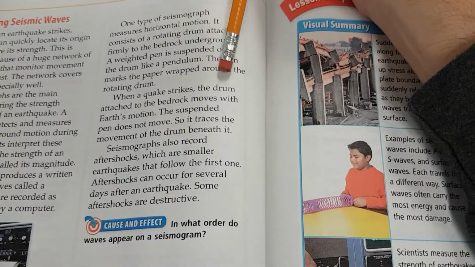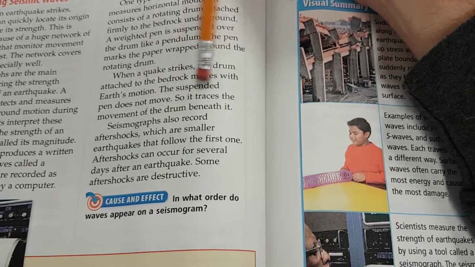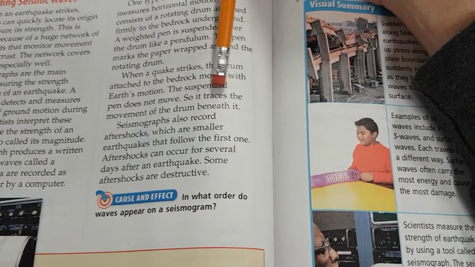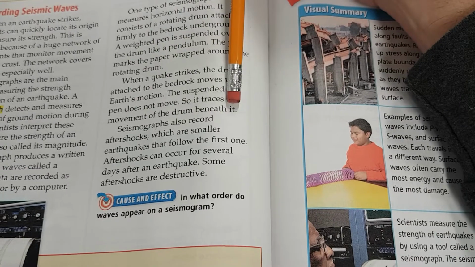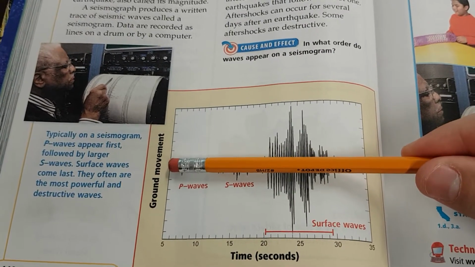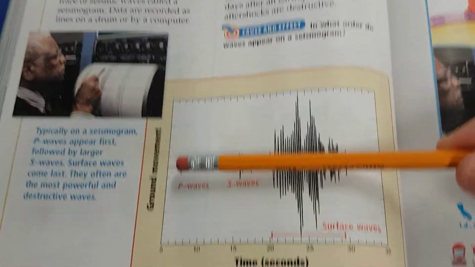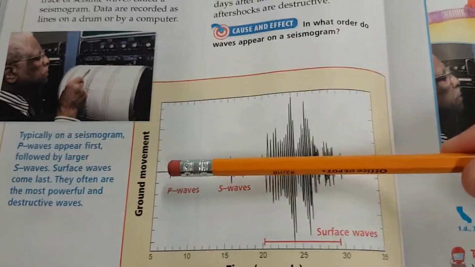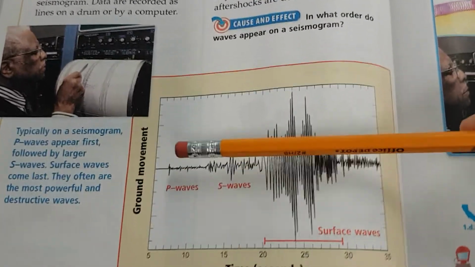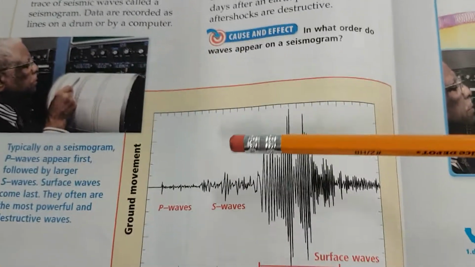When a quake strikes, the drum attached to the bedrock moves with Earth's motion. The suspended pin does not move, so it traces the movement of the drum beneath it. Okay, so imagine that this piece of paper is the drum, and here's the pin. In reality, the pin's not moving, but the paper or the drum moves and shakes, and that means the pin is staying put, so it looks like it's drawing these wiggly, wavy lines.